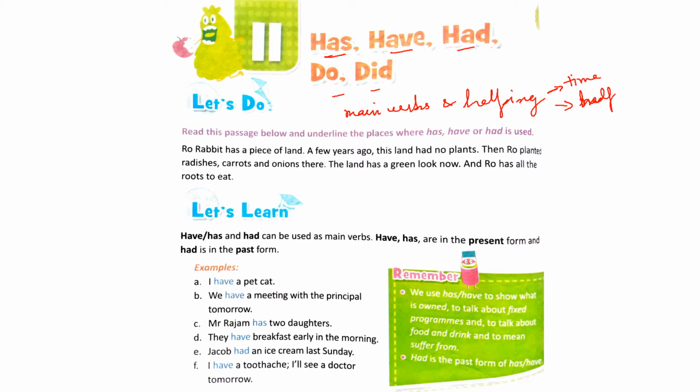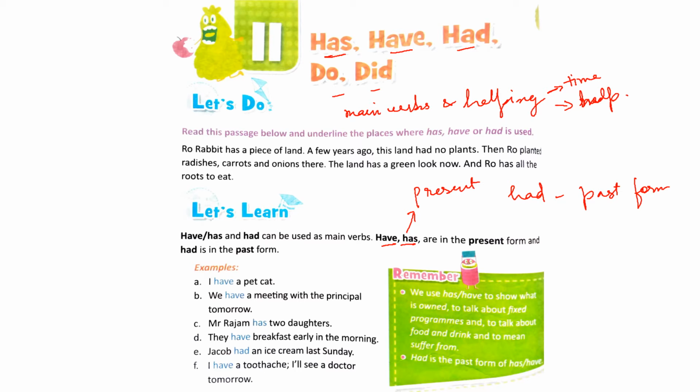So now we will see how has, have, had, do and did can act as both. First we will see how has, have and had can act as the main verbs. Have, has and had can be used as main verbs. Here have, has are in present form and had is the past form.